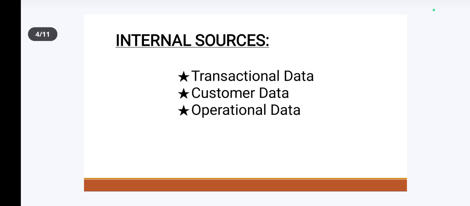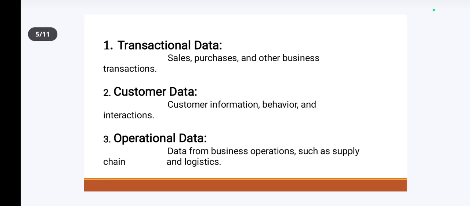Internal sources means transactional data, customer data and then operational data. Transactional data includes the sales, purchases and other business transactions. Customer data is customer information, behavior and interactions between the companies or any other intermediaries. Third one is operational data, data from business operations such as supply chain and logistics.